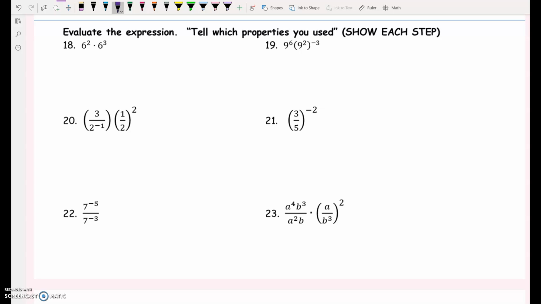Okay, the first one you can do on your own. 6 squared times 6 to the third. Do that one on your own, and then, yeah, do 18 on your own.